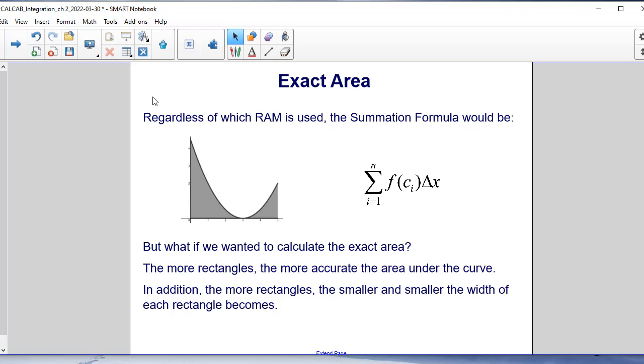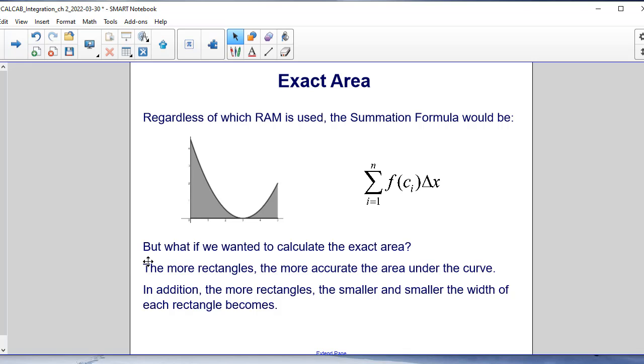Exact area. Regardless of which rectangular approximation method is used, the summation formula would be sigma, as i goes from 1 to n, of f of c sub i times delta x. And recall that this summation notation would only be an approximation. So, if we wanted to calculate the exact area, what options do we have?